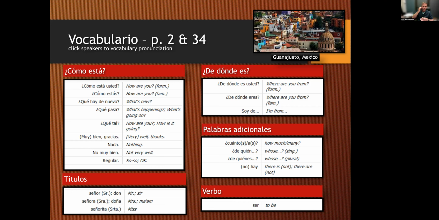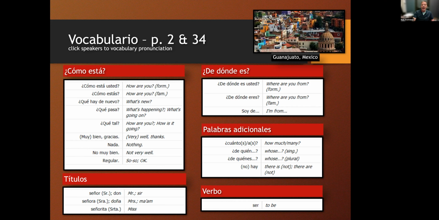And then there's some additional words. Cuánto, cuántos, cuánta, cuántas. We'll have a lesson on that here soon. How much or how many. De quién. It literally means of who or of whom. So whose is it? ¿De quién es este lápiz? Of whom is this pen? Whose pen is this?